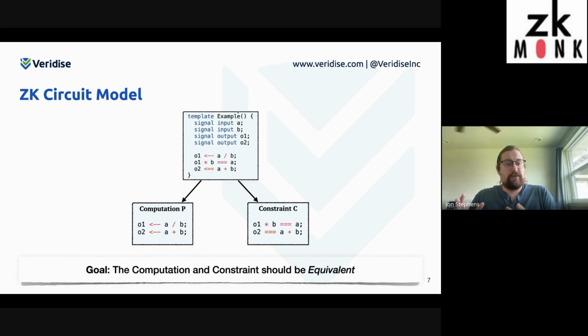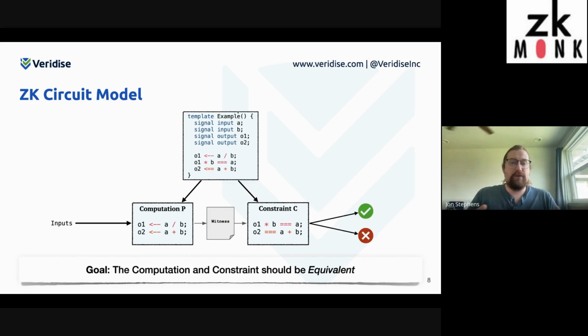And so this is important because of the flow that we have of a ZK circuit. As we already talked about, inputs are going to go through this computation portion, which is the witness generator, that's going to generate a witness, and then that witness is going to be checked with your constraints in the prover, and ultimately that will generate a proof.